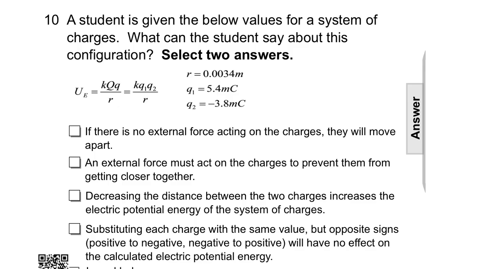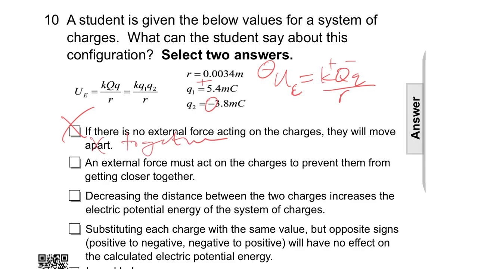Okay, we can see that one charge is positive, one charge is negative. So the UE, the electric potential energy, is going to be negative. Since they're plus and minus charges, they're going to attract each other. So this one can't be true. There's no force holding them from moving. They will move together.